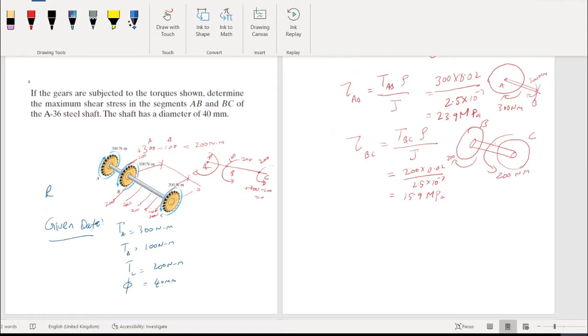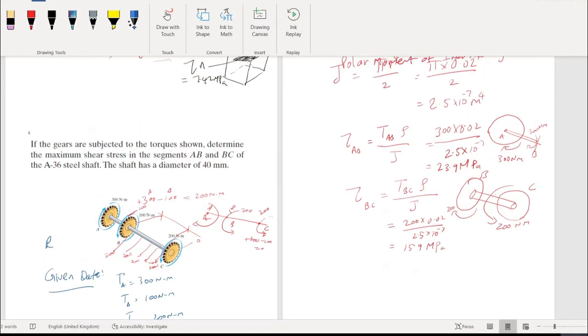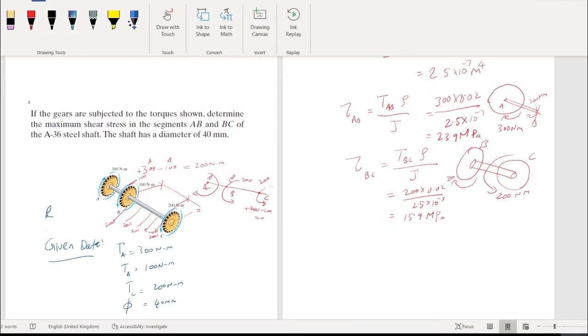Having given 3 locations of these moments, last time it was 2 moments, now it's 3 moments acting, and then you are asked to calculate on the member, along the shaft. Last time it was at a point, now in this case it was given for a shaft AB and BC. We also found out by applying the moments, then we got tau AB and tau BC here. You can see tau AB and tau BC.